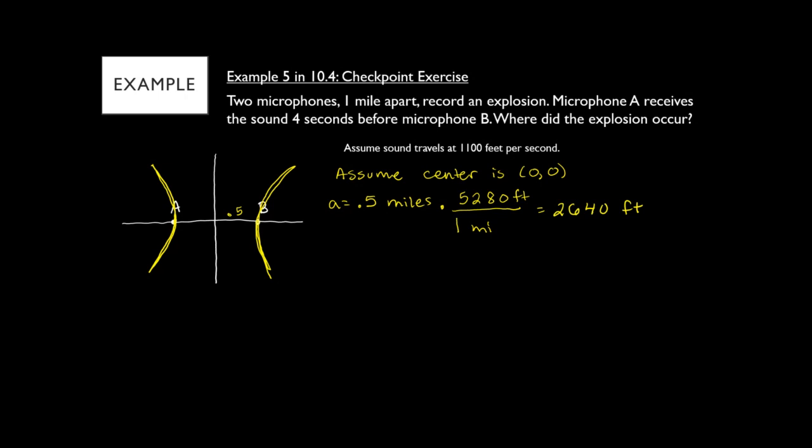And then the other issue here is that we don't actually know C, we don't have that information. We have some other information here that we need to figure out. So we've got that the sound arrives 4 seconds before microphone B. We haven't used this piece of information yet, and we have to figure out, well, what does that mean? What do we do with that information, essentially?